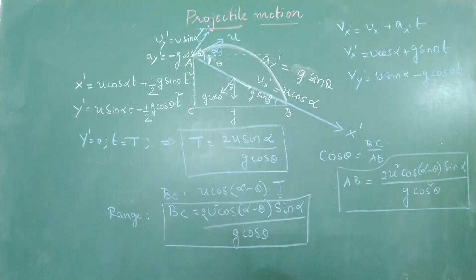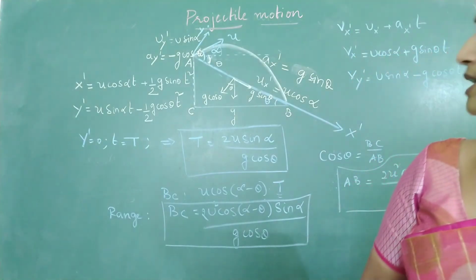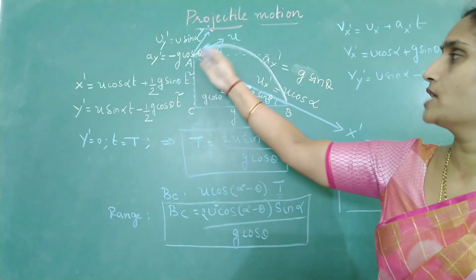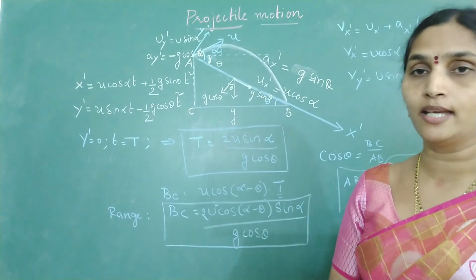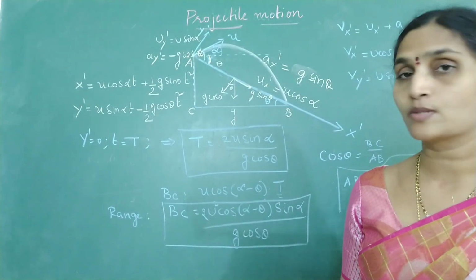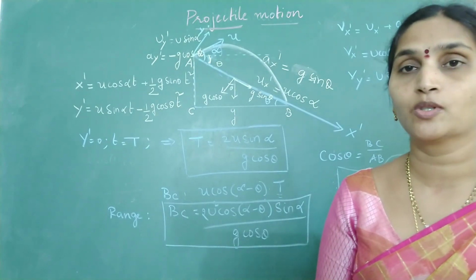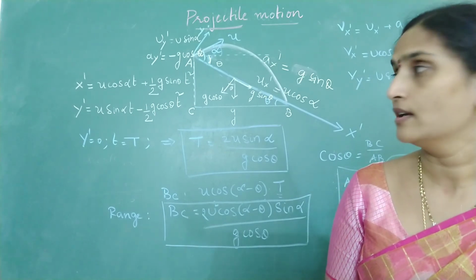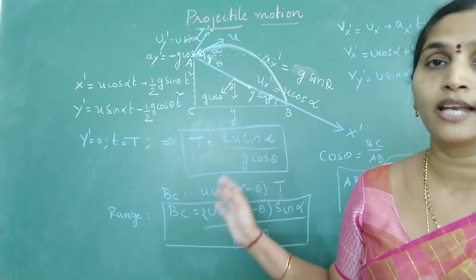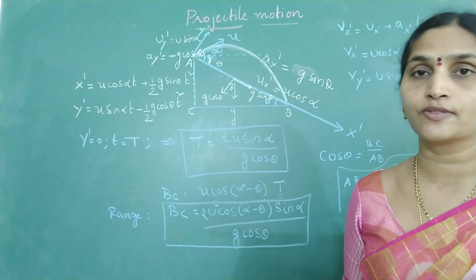So these are some of the formulas regarding the motion of a body or projectile motion down the inclined plane. These are the two special cases of projectile motion, up and down the inclined plane. Basically, they may ask you to calculate the time of flight or the range for NEET.